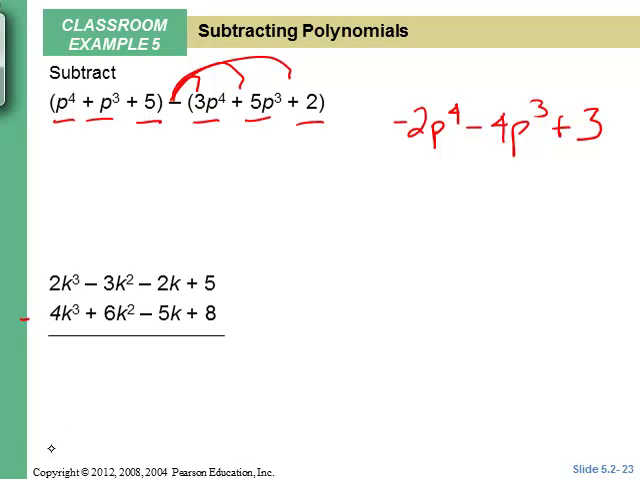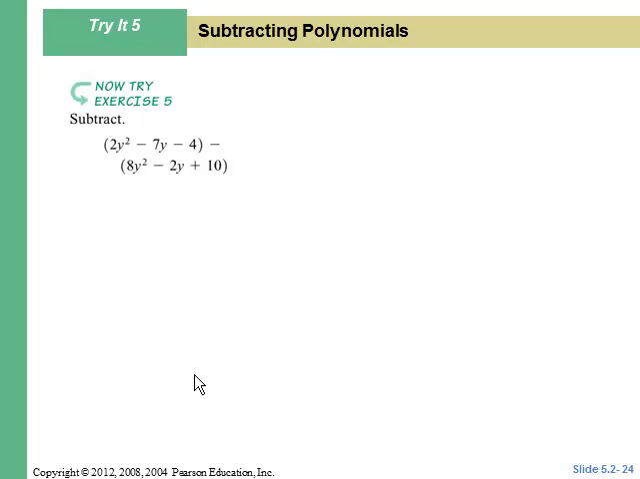Remember to subtract here. So 2 minus 4 is negative 2k cubed. This negative sign applies here too. So negative 3 minus 6 is negative 9k squared. Negative 2 minus negative 5 is the same as plus 5, which is plus 3k. 5 minus 8 is negative 3. You do this one.